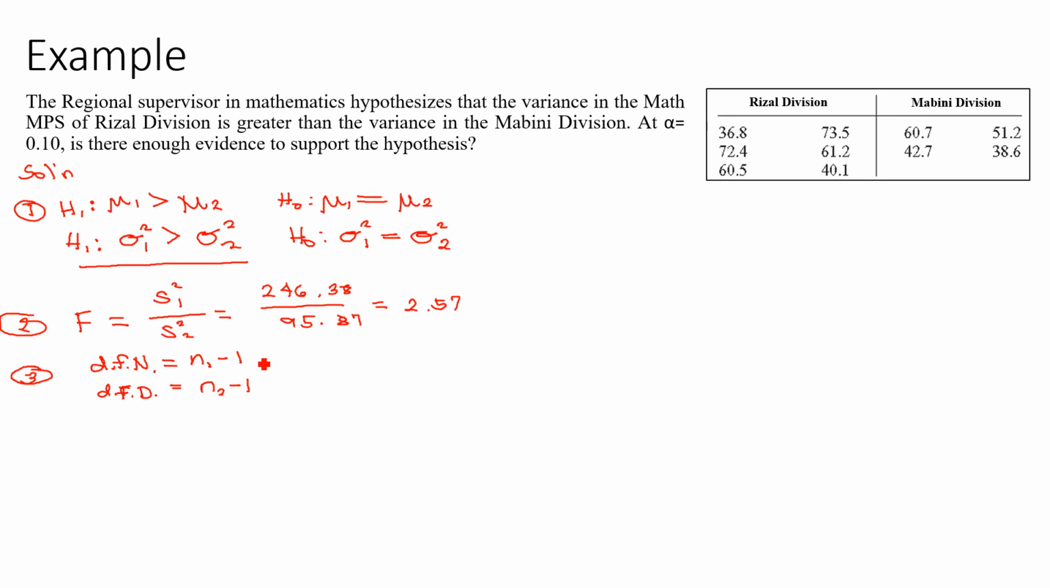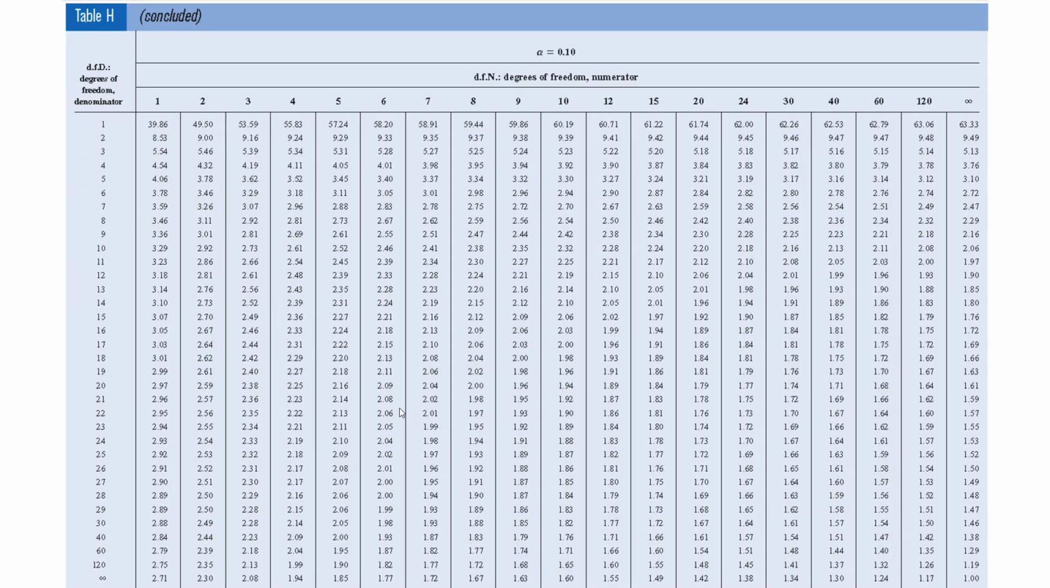So as we can see here, in our numerator, which is the Rizal division, we have 6. Therefore, we have 6 minus 1 equals 5. And then for the denominator, we have 4. So we have 4 minus 1 equals 3. These are important numbers in locating the tabular F value.